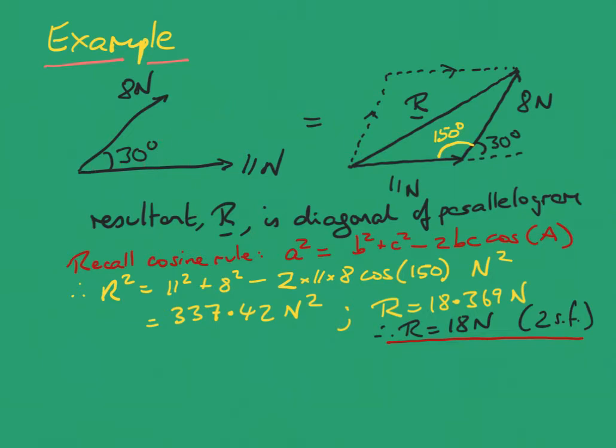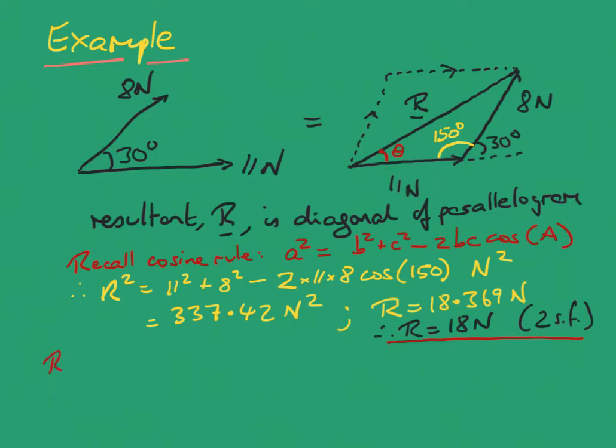So we're expecting an angle to be less than 30 degrees between the resultant and the 11 Newton force. So we expect this angle, which I am going to call theta, to be less than 30 degrees. Now, to obtain the angle, I think the easiest thing to do is to use the sine rule.